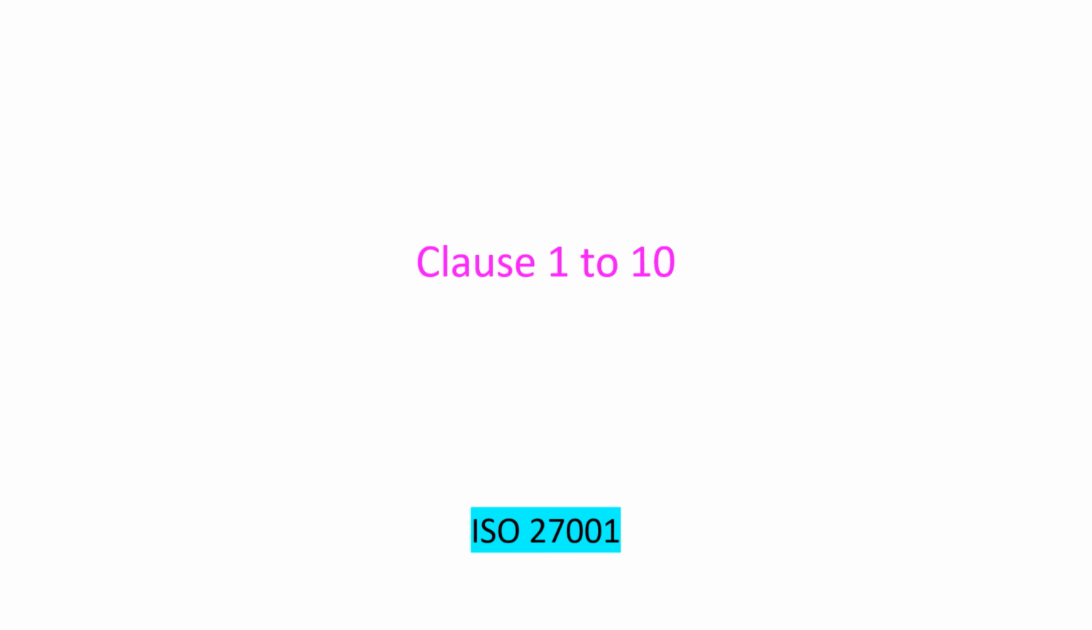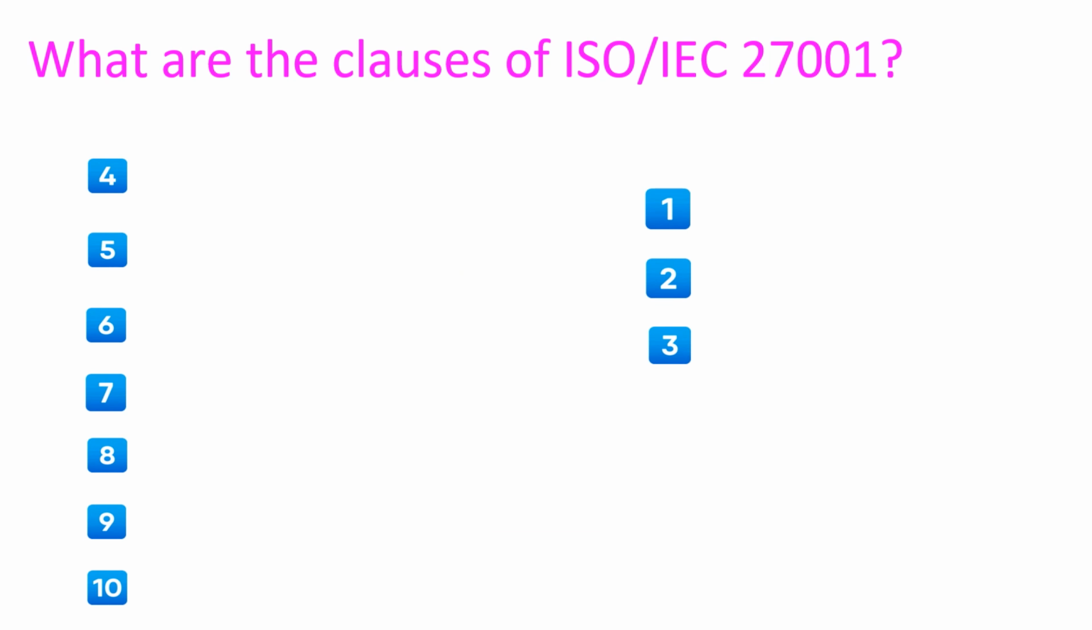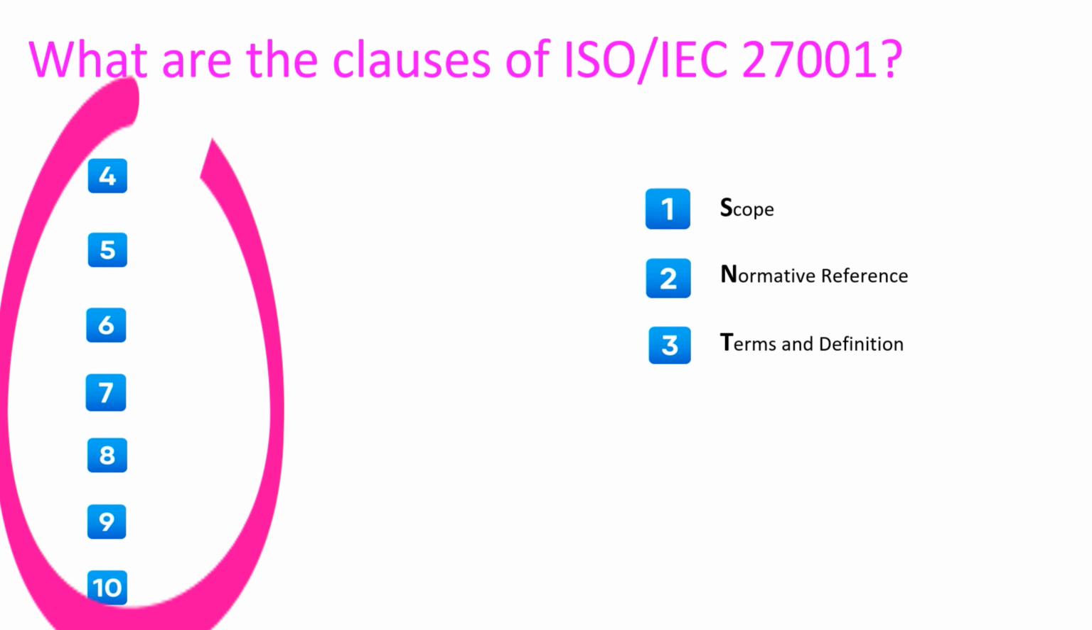In this lecture, we will discuss clauses 1 to 10 of the standard. The standard has a total of 10 clauses. Clauses 1 to 3 are about scope, normative references, and terms and definitions. Here, there is no major actionable from the auditor's side. What is important for us is clause number 4 to clause number 10.